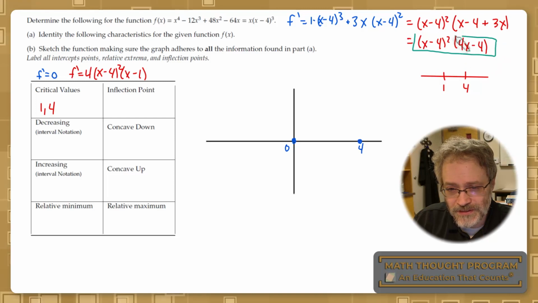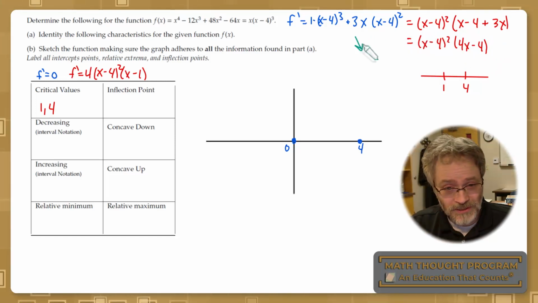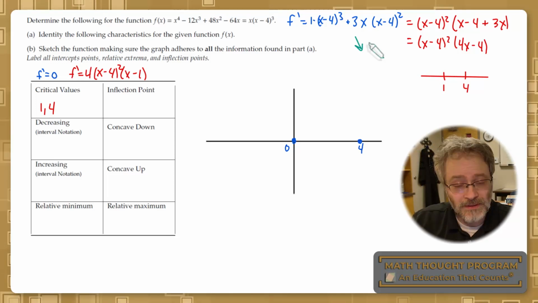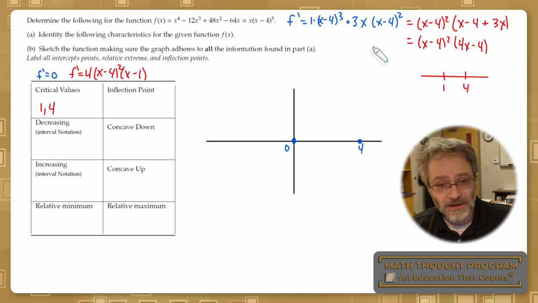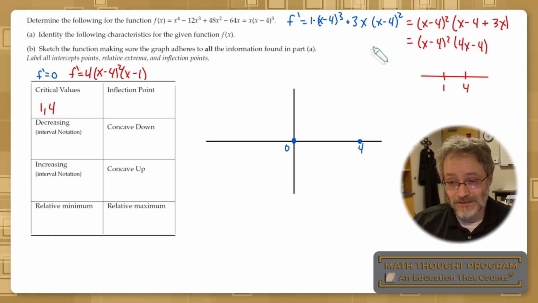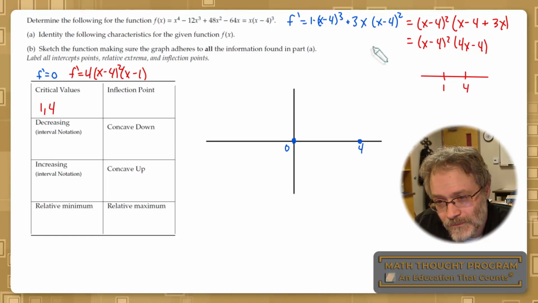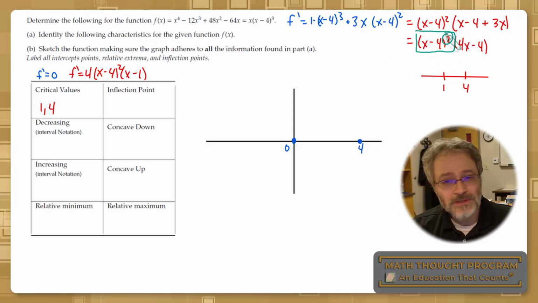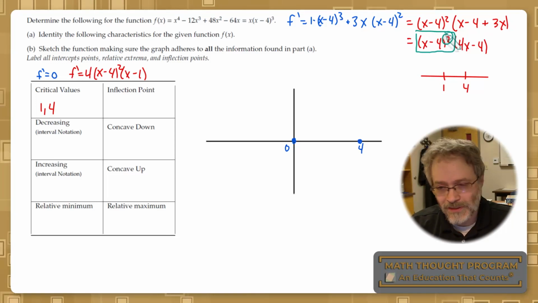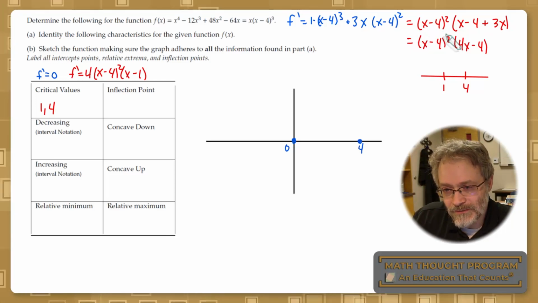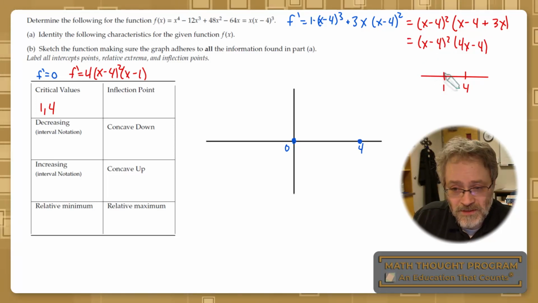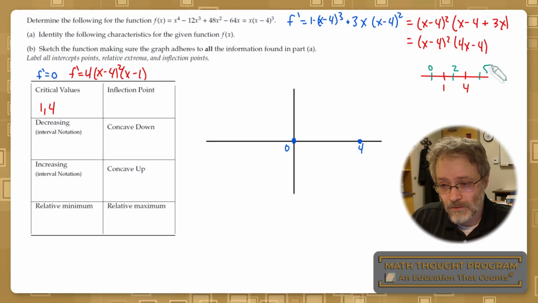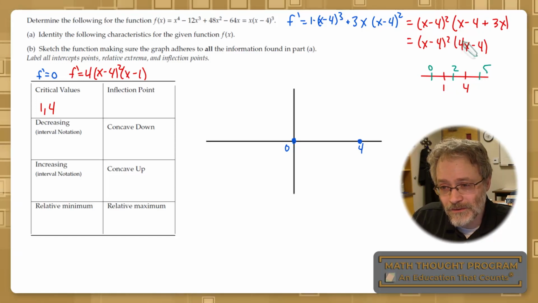If my function is decreasing, then my derivative is going to be negative. If my function is increasing, then my derivative is going to be positive. And look right here. Do you see how that's being squared? That's not going to contribute to the polarity of my derivative. This value is always going to be positive if I pick a test point, something like 0, 2, or 5. What's really driving it is this piece back here.